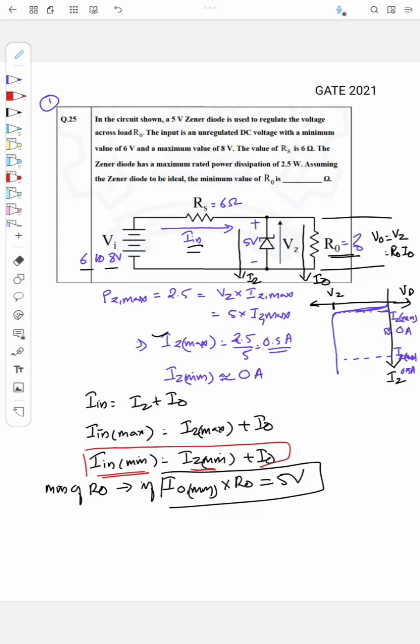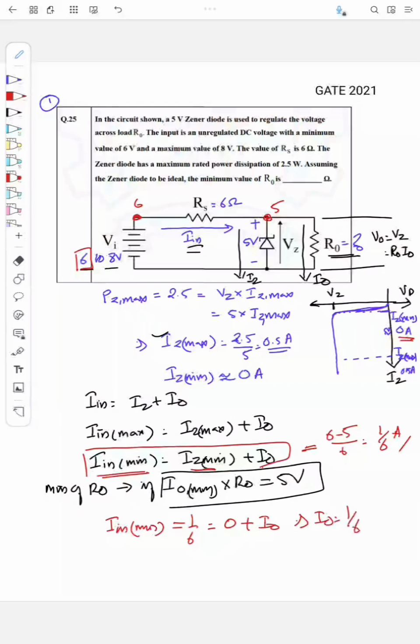So what is the value of I in minimum? When this voltage is fixed at 5 volt, this voltage is minimum when the Vi is 6, right? So 6 minus 5 by the resistance Rs, that is 6, that is 1 by 6 ampere. This is the minimum current which can flow. So I in minimum equals 1 by 6 ampere. This is equal to Iz minimum, which is 0 here, plus I naught, right? So I naught is actually 1 by 6.